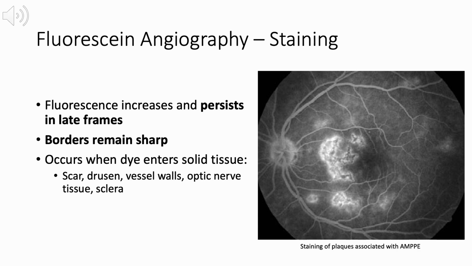Staining occurs when fluorescein enters and binds within solid tissue rather than freely diffusing into fluid spaces. Common structures that demonstrate staining include scar tissue, drusen, vessel walls, optic nerve tissue, and the sclera. Because the dye remains confined within these tissues, there is no progressive blurring or expansion of the borders.